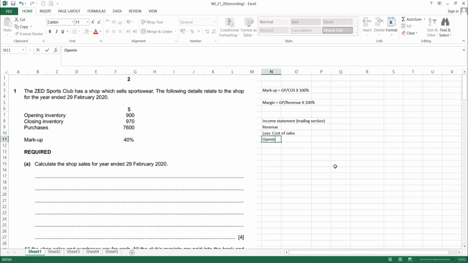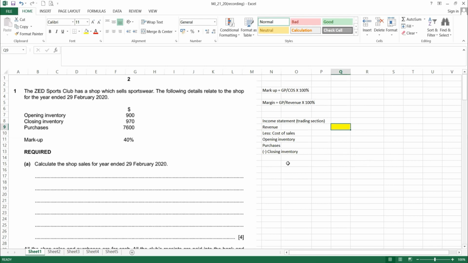We have opening inventory, and then purchases, and then minus closing inventory. I put in the amounts. This one we don't know, which is what we need to find, the one the question asks us to find.